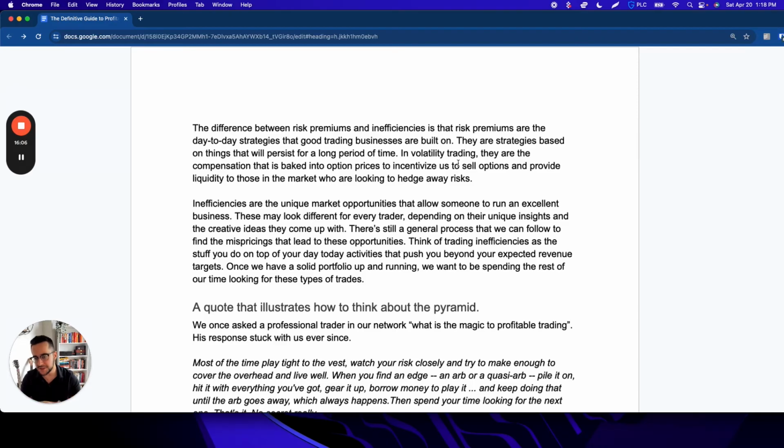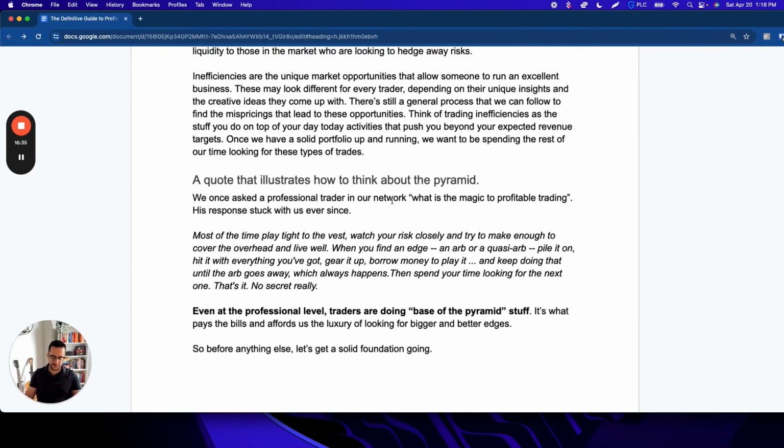Now, inefficiencies are these more unique opportunities, and they definitely will look different for each of you, depending on your unique insights and things that you come up with. But there's still a general process we can look at. And you can think of trading inefficiencies as the stuff you do on top of day-to-day activities to push you beyond your expected revenue target. So first, remember, get the solid portfolio up and running. That's number one. And then we spend the rest of our time looking for these types of trades.